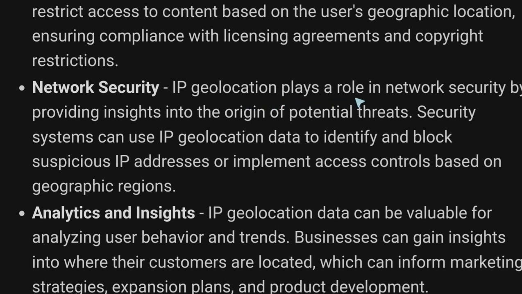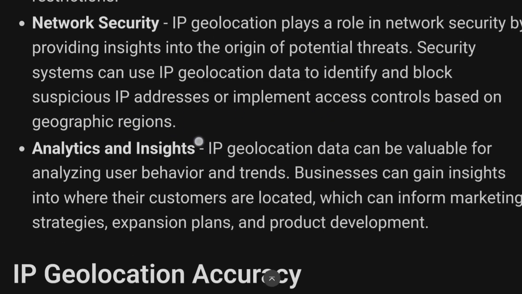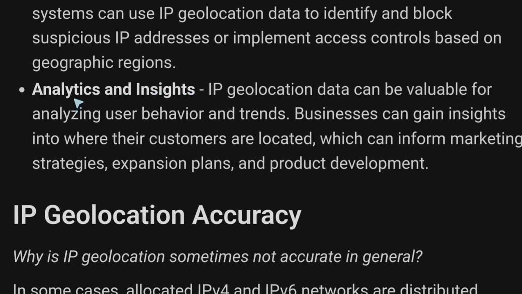IP geolocation plays a role in network security by providing insights into the origin of potential threats. Security systems can use IP geolocation data to identify and block suspicious IP addresses or implement access control based on geographic regions. Another usage of IP geolocation is analytics and insights.